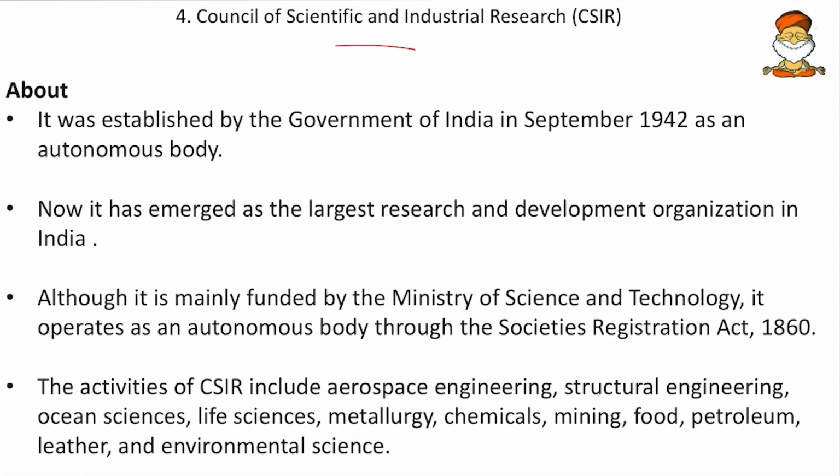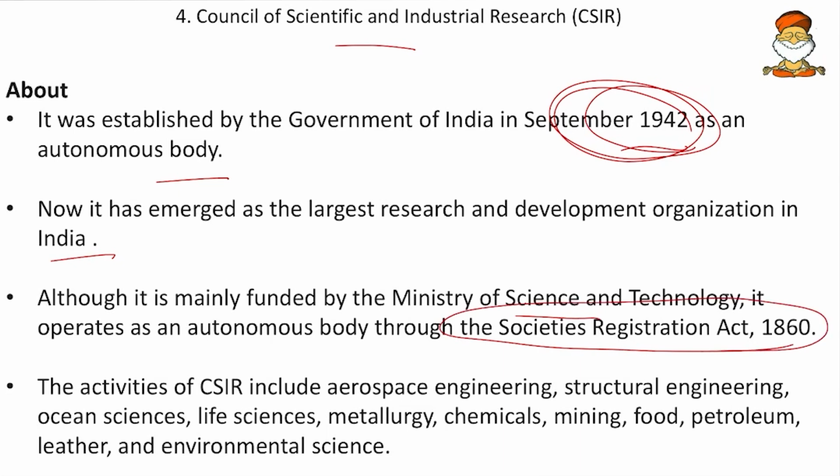And then the Council of Scientific and Industrial Research. Friends, this is in the news in the wake of vaccination for COVID-19, hence it becomes important. So it was established by the Government of India in 1942 as an autonomous body. So remember it was established before independence. And now it has emerged as the largest research and development organization in India. Although it is mainly funded by the Ministry of Science and Technology, it operates as an autonomous body under the Societies Registration Act 1860. So remember the Ministry of Science and the Societies Registration Act.